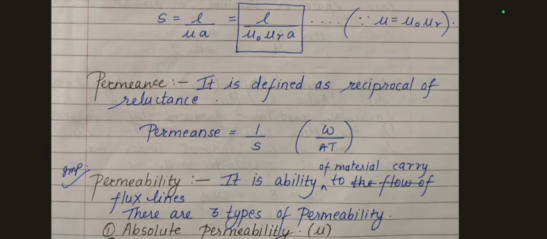Now here the same thing we are going to study. What is permeance? It is nothing but the reciprocal of reluctance, and we can write its formula as 1 by S, and its SI unit will become the reciprocal, that is Weber per ampere turn. I hope you understood both, reluctance and permeance.